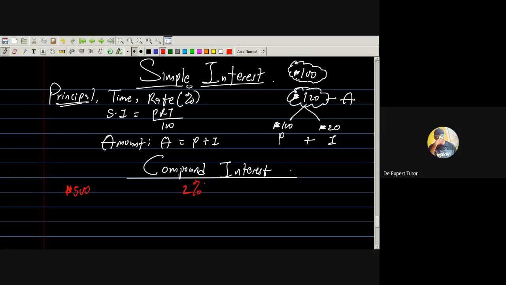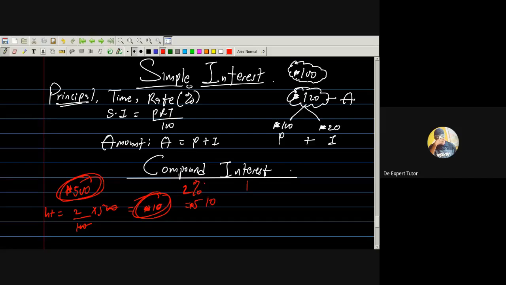Now pay attention. The first year, you will see your interest to be 2 over 100 times 500. Your interest is 10 naira. It means that at the end of the first year you are paying 510. That's what you have here plus what you have here. That's 510.